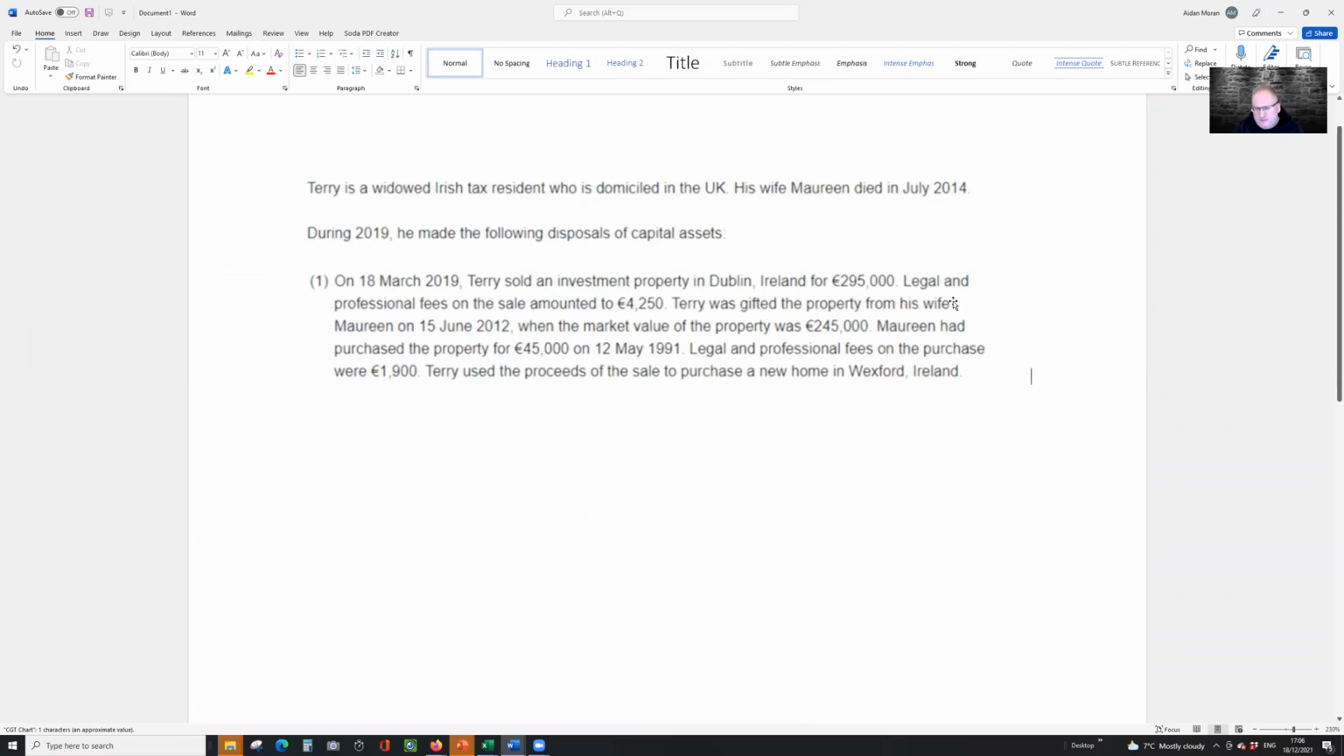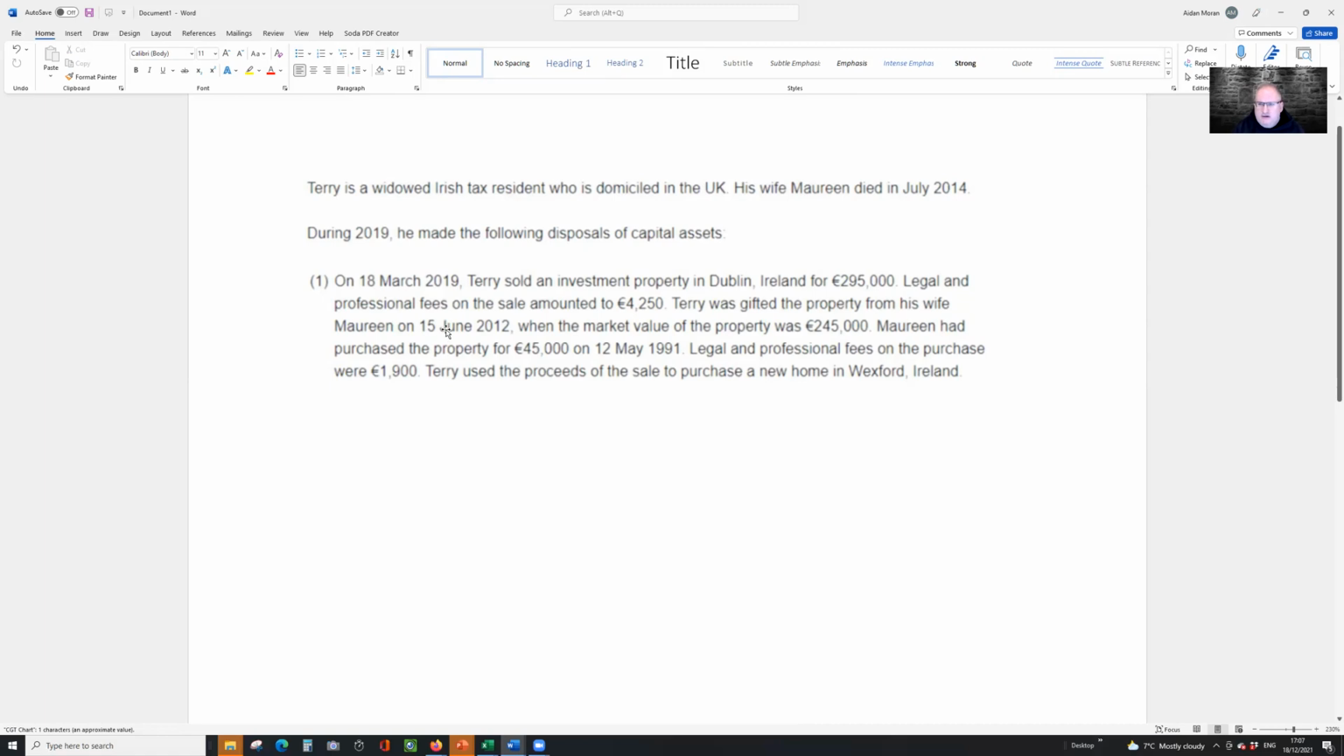Terry was gifted the property from his wife, Maureen, in July 2012, when the market value was 245. Brilliant. Thanks for telling me, but I couldn't really care less, because there's no CGT between civil partners or husband and wife. What happens in that scenario is that the acquiring spouse, Terry, will acquire the asset at the original date and the original cost of acquisition that Maureen acquired it for. So I don't care about the market value, and I don't care about when this happened.